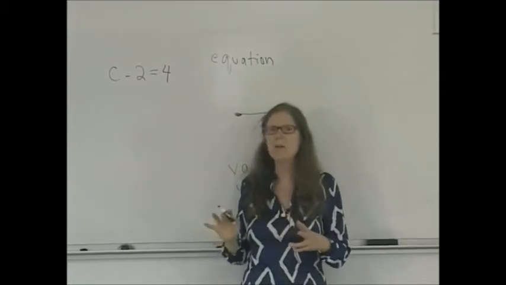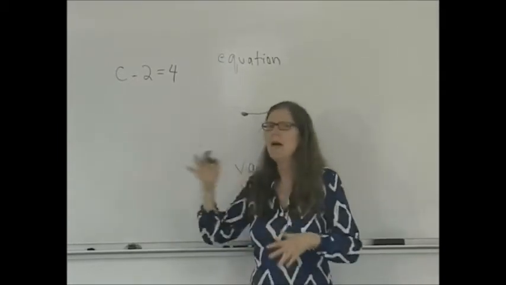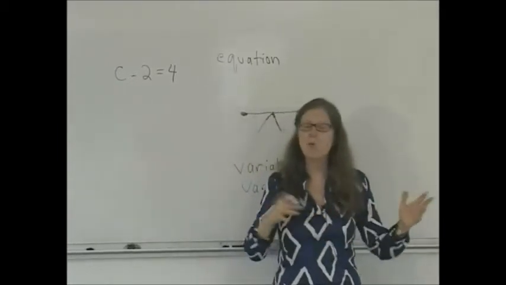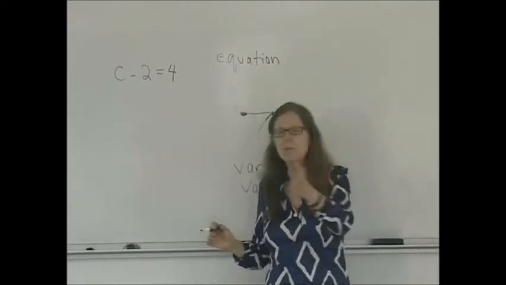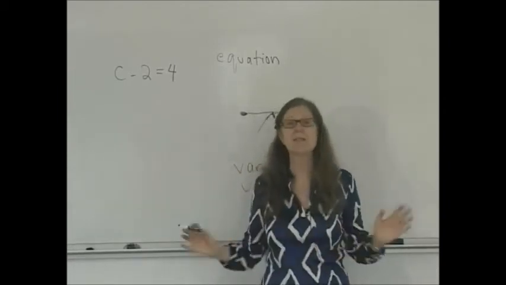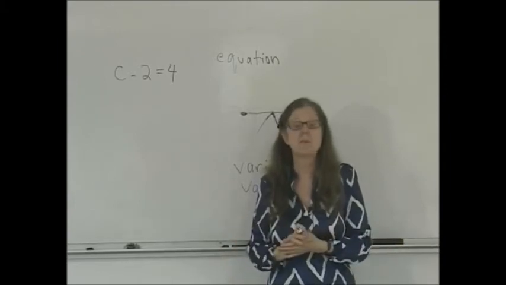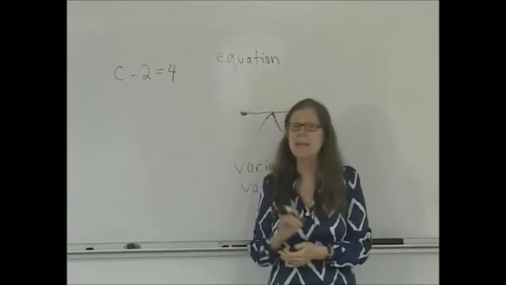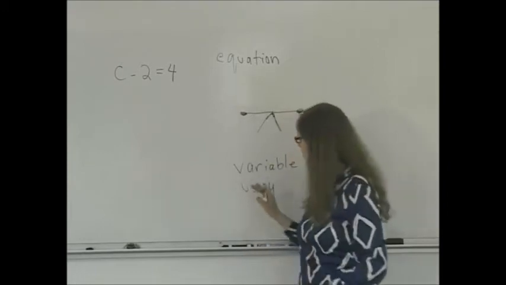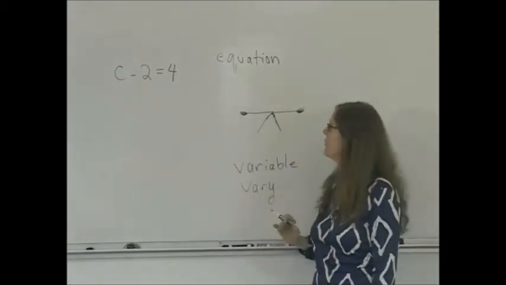But I call it a variable because I could use C as an unknown in any different equation, and from one problem to another, it might represent a different number. So it varies until I solve the problem, and then I find out what it's equal to in that problem. So that's what we're talking about when we refer to a variable.